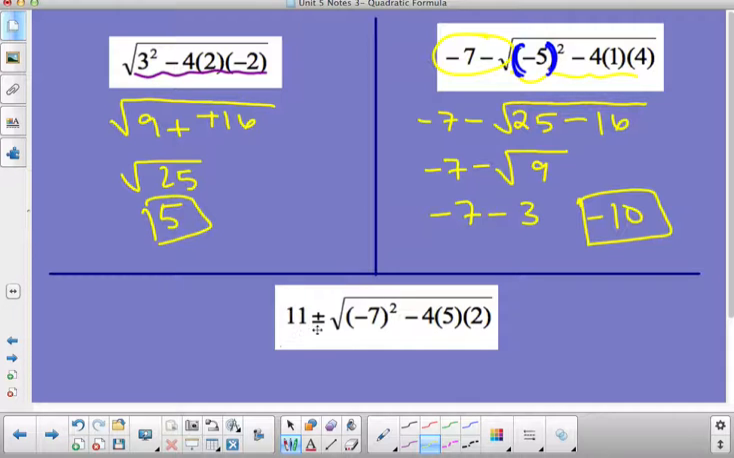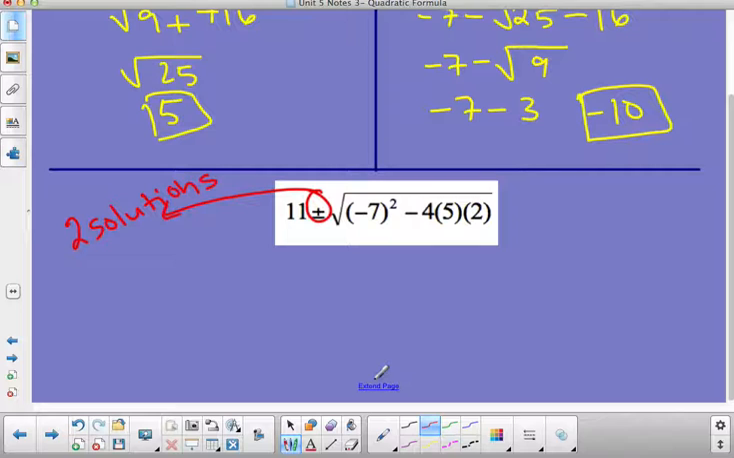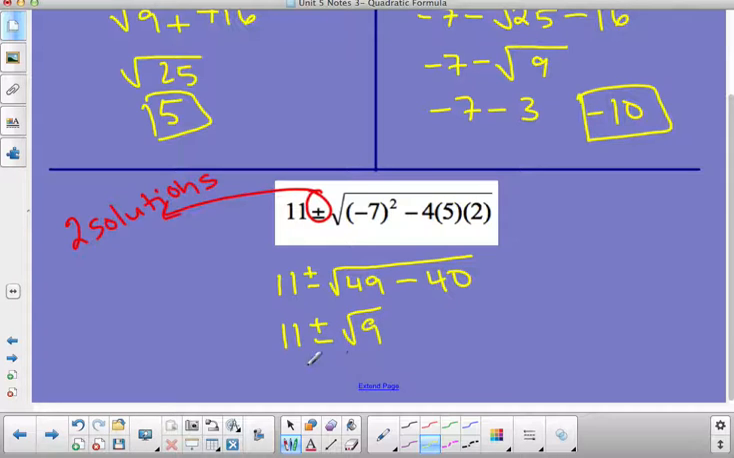Now, this last one, 11 plus or minus. Notice that plus or minus again tells you that there's going to be two solutions. You want to take 11 plus all of that stuff and 11 minus all of that stuff. So if I do that, simplify under the radical first, so I'm going to leave that 11 plus or minus alone for now. Then I take negative 7 squared, which is positive 49, minus 4 times 5 times 2, which is 40, so minus 40. Then 49 minus 40 is 9. And taking the square root of that, I have 11 plus or minus 3.